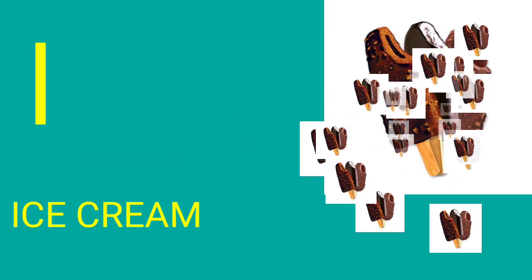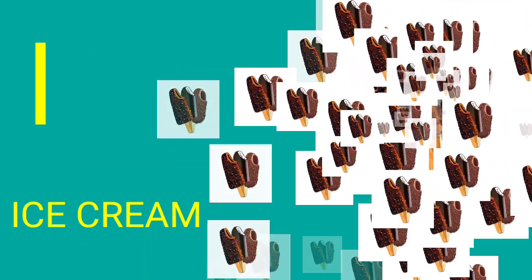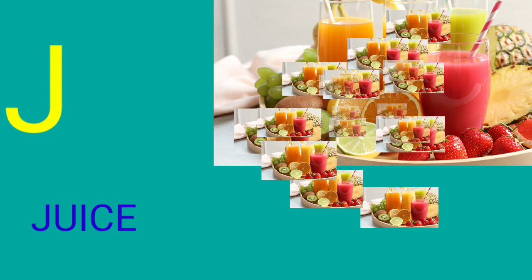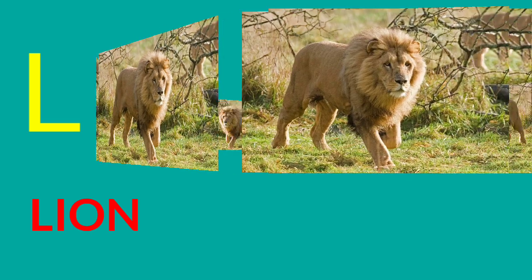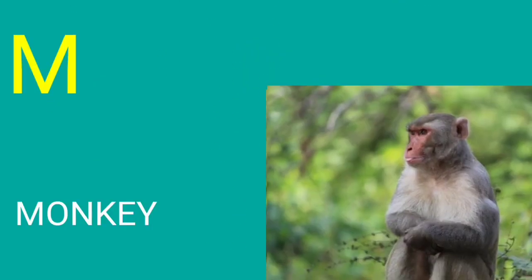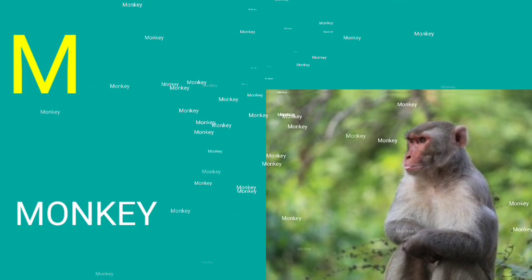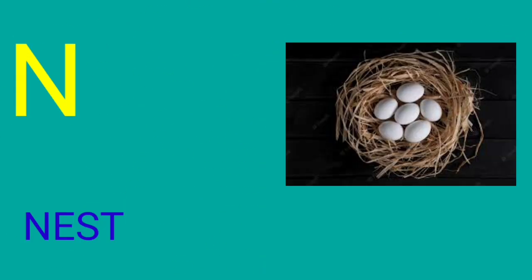H for hen. I for ice cream. J for juice. K for kite. L for lion. M for monkey. N for nest.